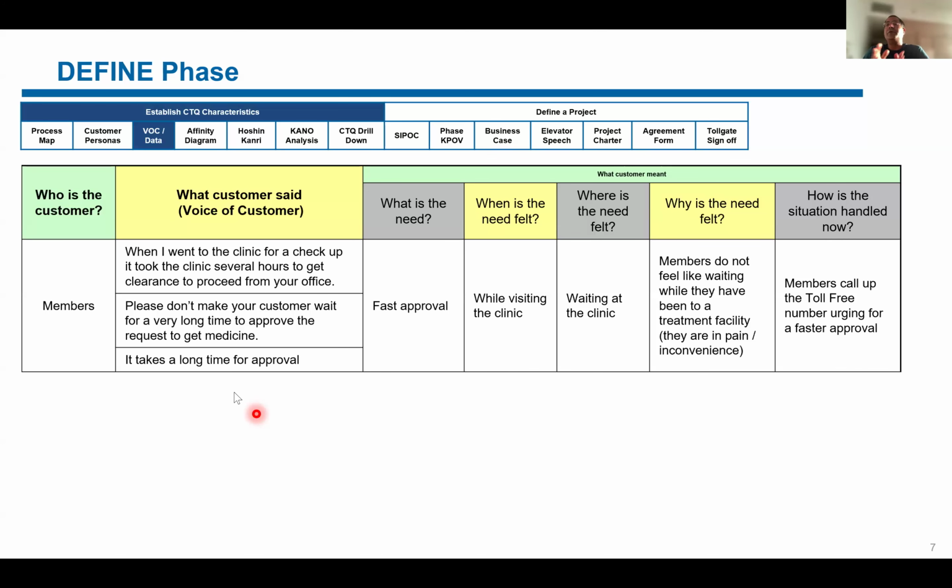So we have broken them down into what exactly is the customer meaning or what is the need, when is the need felt, where is the need felt, why is the need felt, and how is the situation handled. This will give us a very clear picture when we are actually solutioning as to what is the point that we have to tackle in order to get a good customer satisfaction score and a good NPS score.